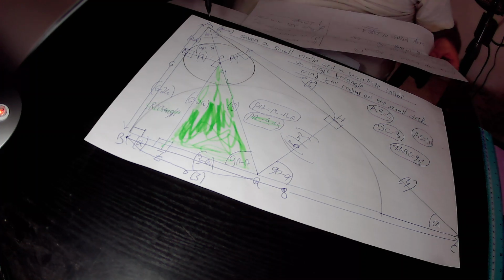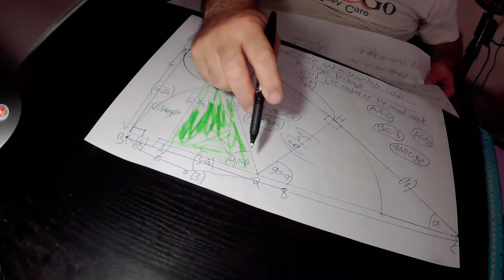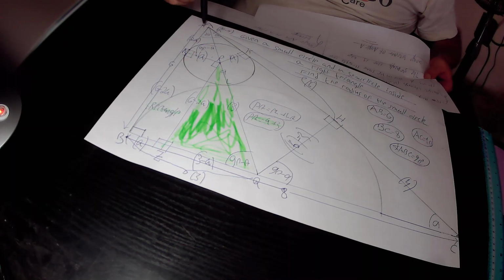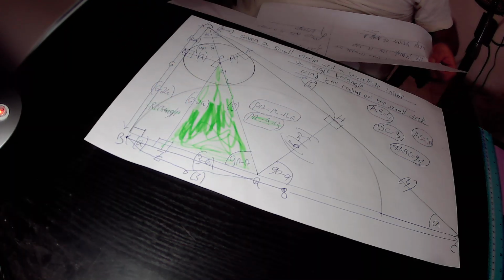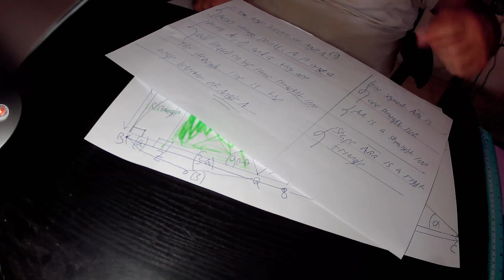And if AQ is a straight line, it means that shape ABQ is a right triangle. Again, shape ABQ is a right angle triangle. And again, we found out that shape ABQ is a right triangle.